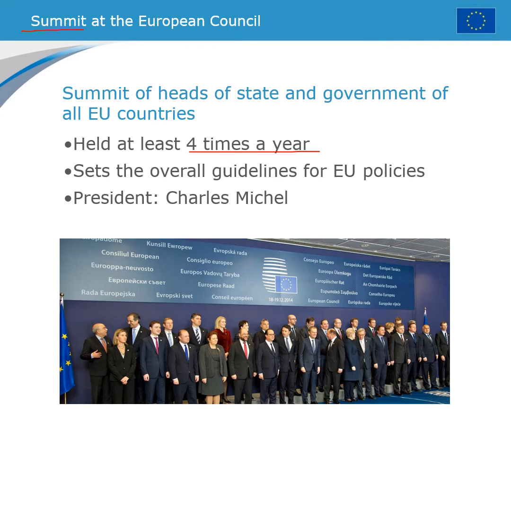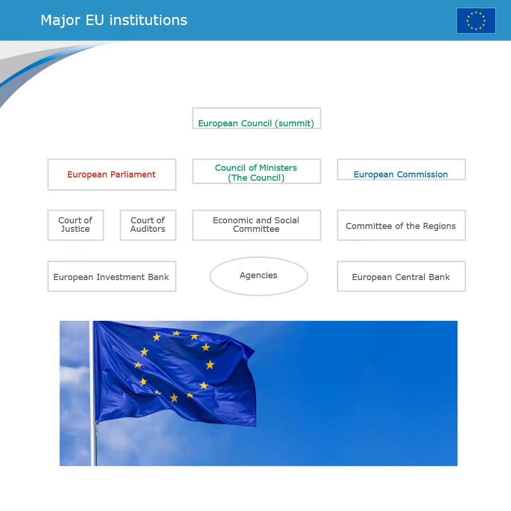This is important. It sets the overall guidelines for EU policies. This is the most powerful part of the European Union. It's not the Commission, the European government, it's actually the 27 member states that hold the most power in Europe. Here are some of the major institutions. I'll explain that better in 2 weeks' time.